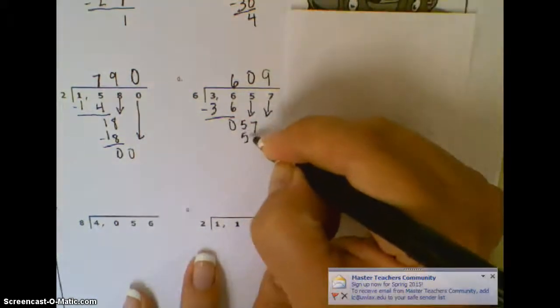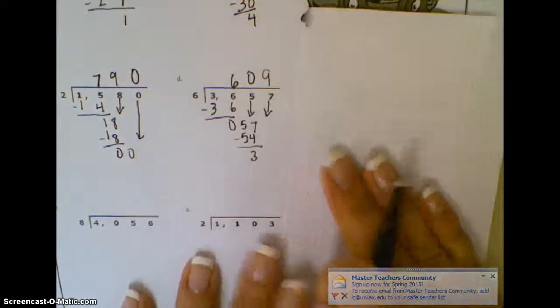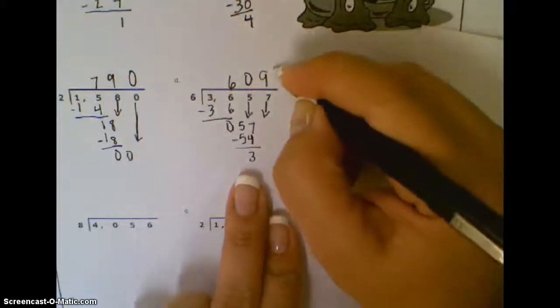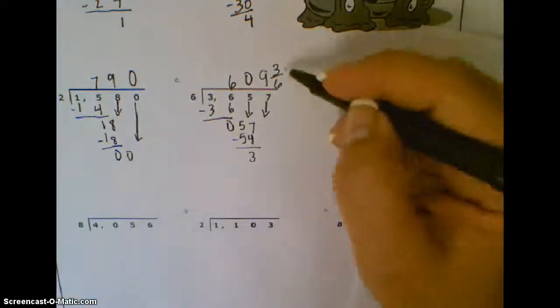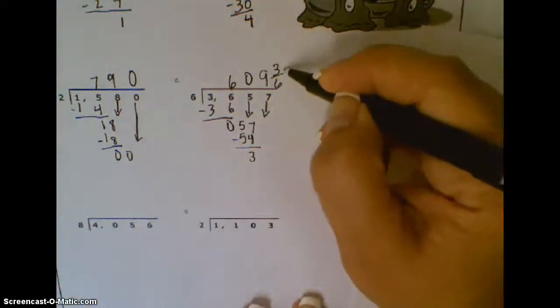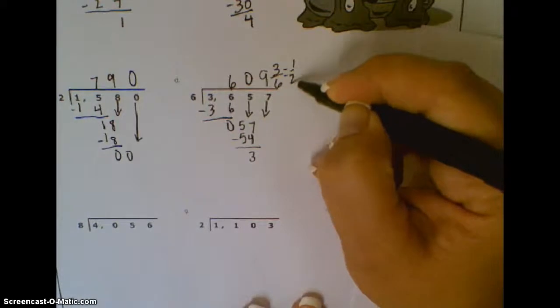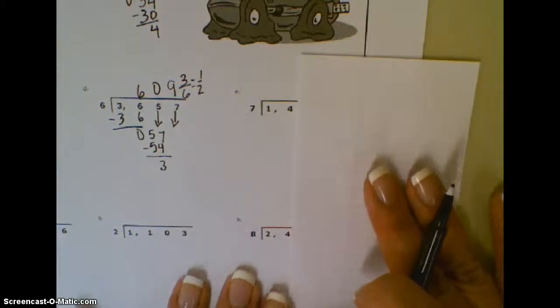6 times 9 is 54. I subtract and I get a remainder of 3, and I'm going to express it as a fraction: 3 over the divisor 6. And I know some of you are already thinking, hey, 3/6, that's the same as... and you could do that too if you wanted to. It's the same as half. Either one is correct right now. Later on I'll show you how to reduce those.